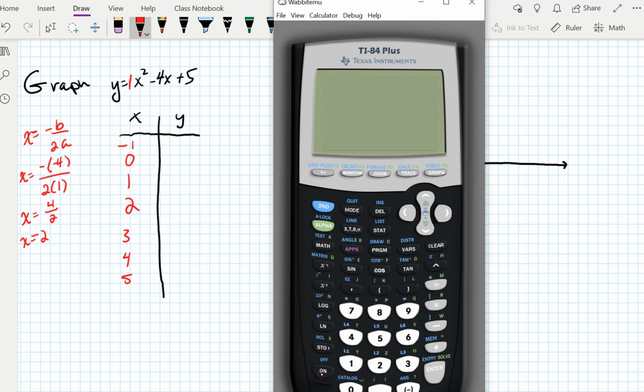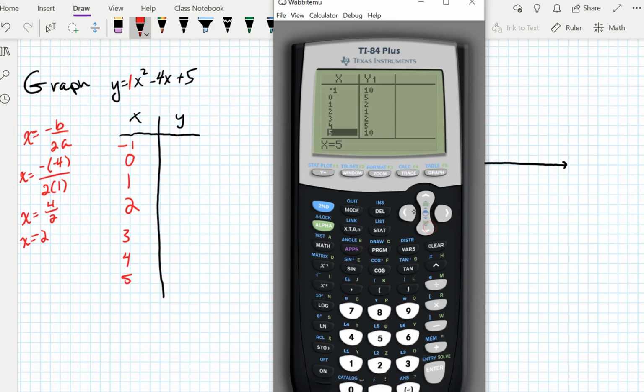In your calculator, you want to go to y equals, type in x squared minus 4x plus 5. And then you're going to look at the table. So from here, we're just going to hit second graph. And that's going to bring us to our table. We can scroll down a little bit so that we can see the window we want to.